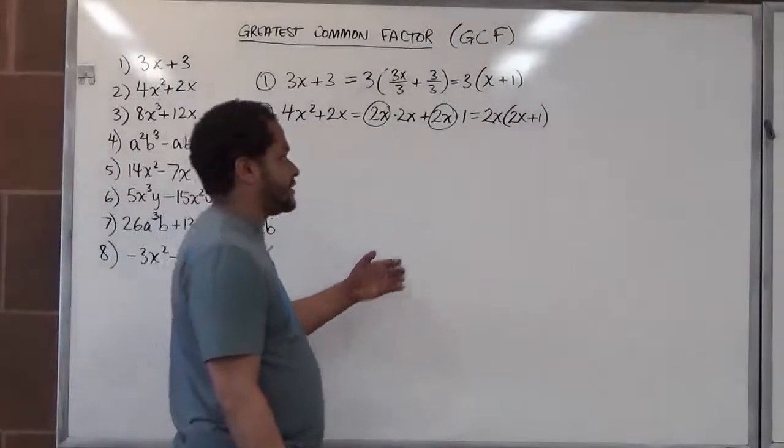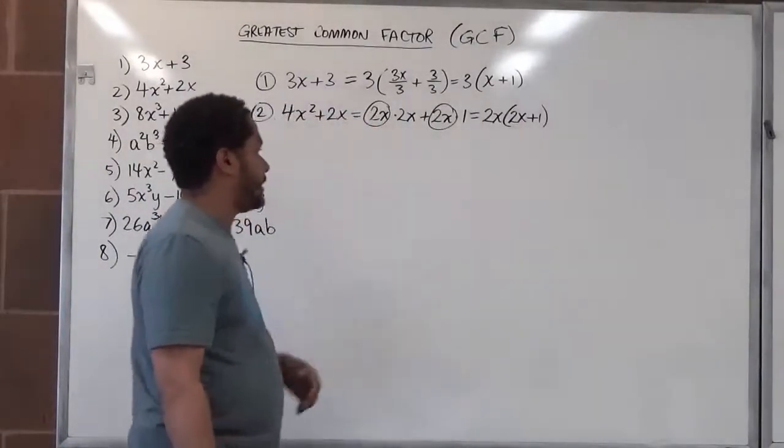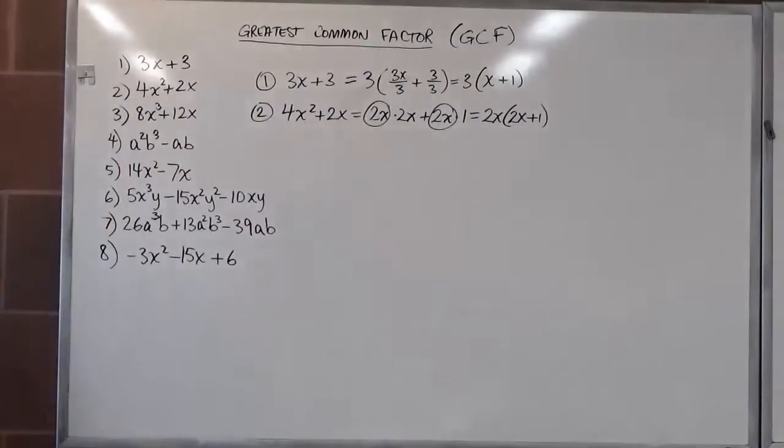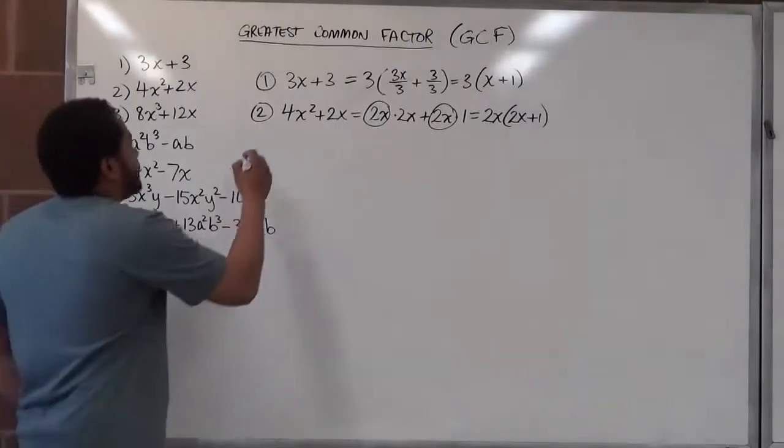While inside the parentheses what remains is 2x plus 1. And that's factored completely. Let's move on to number 3.